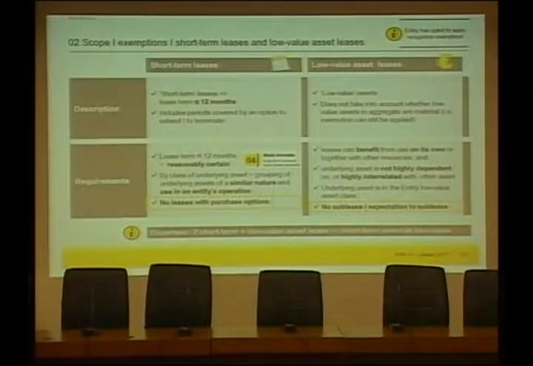Okay. So what do we mean by short-term lease and low value asset leases? The first criterion which the IASB has laid down in IFRS 16 for a short-term lease is that it has to be up to 12 months, including all the renewal options which the lessee wants to exercise. So it cannot be more than 12 months.